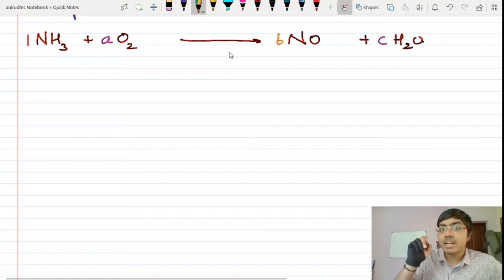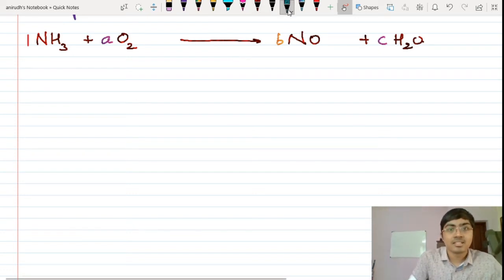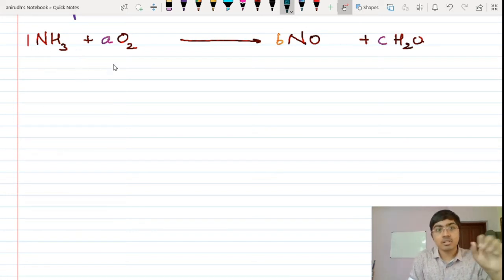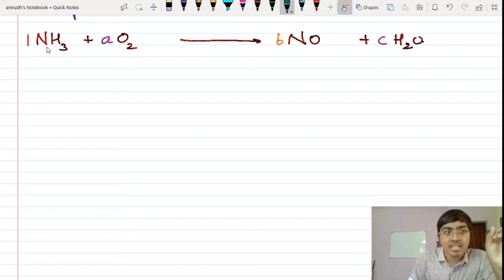The principle of atomic conservation states that the number of atoms of each element is the same on both sides. I will simply equate this. How will I equate this? Just watch what I am doing here. On the reactant side, on the left side of the equation, there is one nitrogen atom, since the coefficient of ammonia is 1. On the right side, there are B nitrogen atoms. The number of nitrogen atoms in nitric oxide is 1.